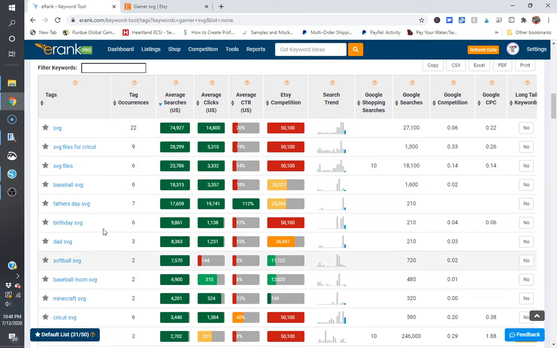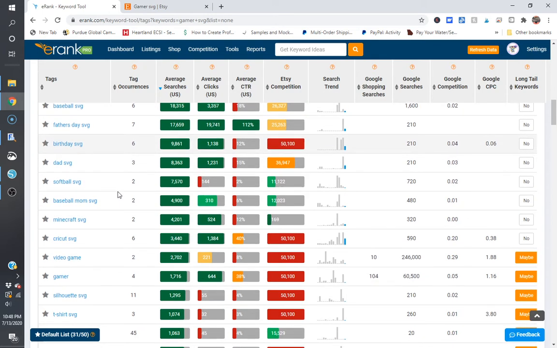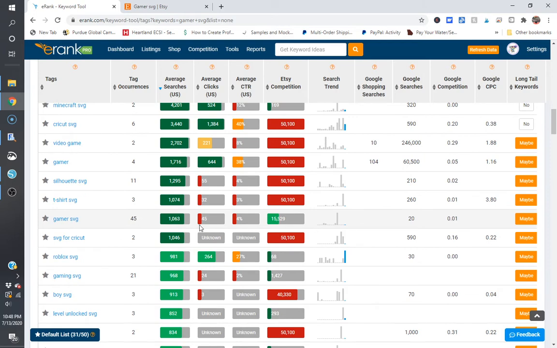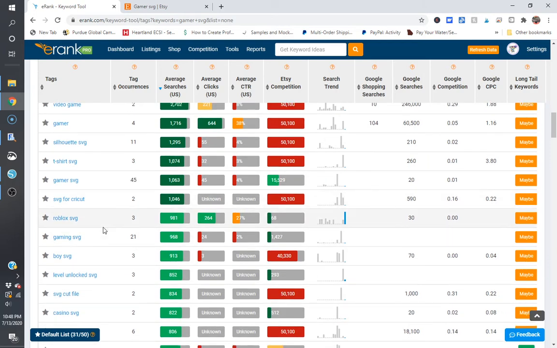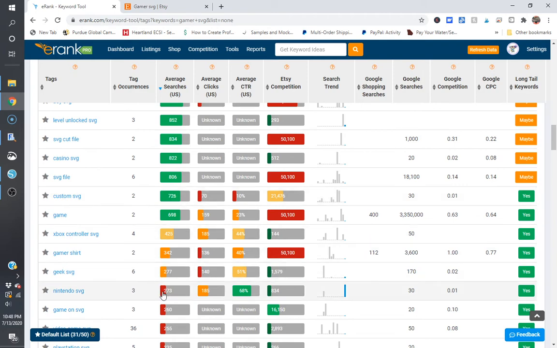I mean, this has nothing to do with video games. These tags, once I start from average searches here, and so this isn't really what I want. And here is our gamer SVG tag again. You can see gaming SVG has a decent amount of searches, not so many clicks. The competition is a lot lower. And if you remember, we did save that one in our search in Marmalade. Okay. And you keep going down here and you can see how these searches are starting to drop off.